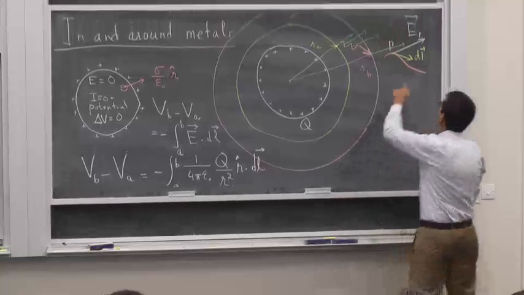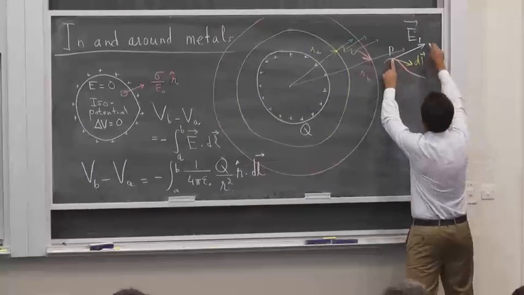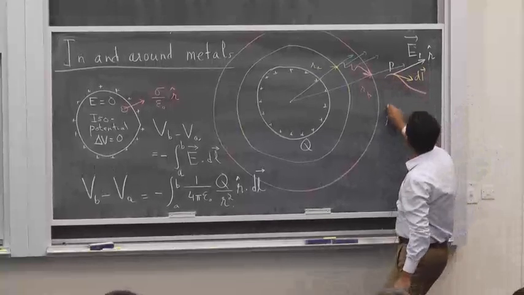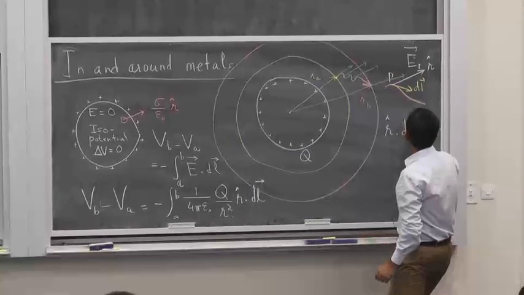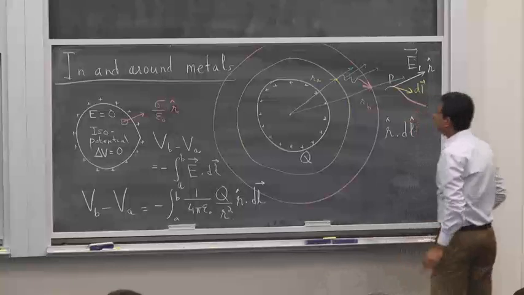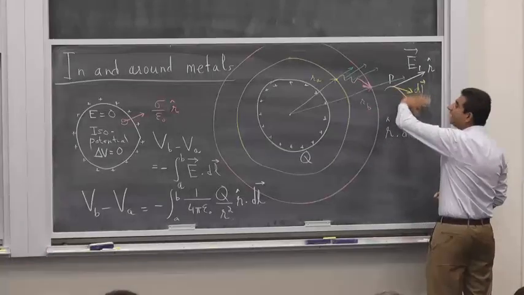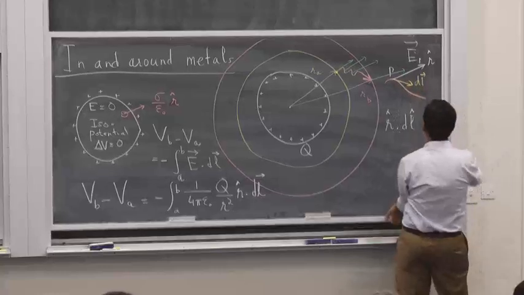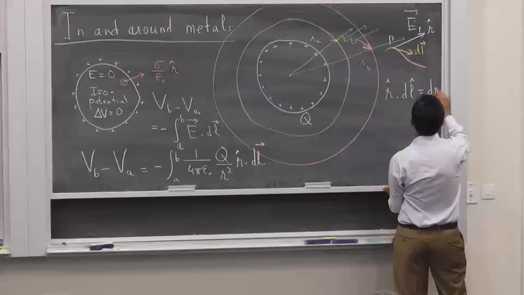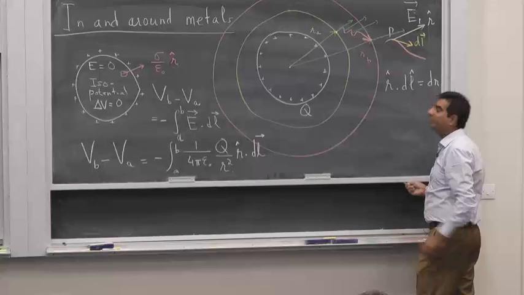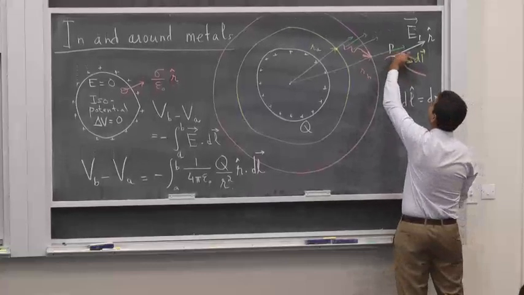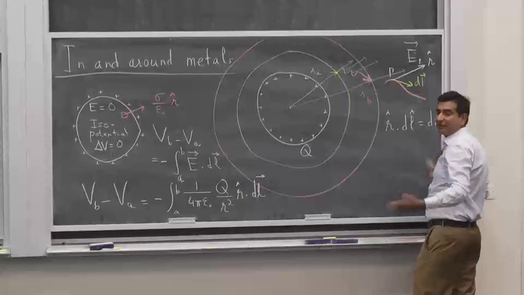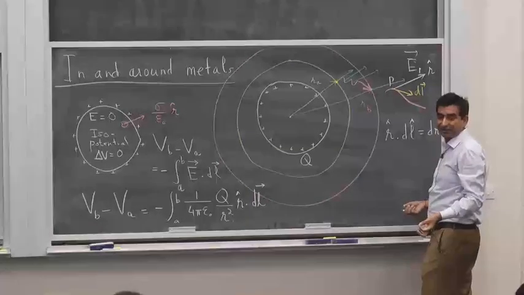Now the direction of the unit vector R is the same as the direction of the electric field. So each R dotted with dl is the component of dl along the radial direction. This is simply dr. We've already seen that. The component of any displacement along the radial direction is just some dr. It's the displacement along the radial direction.